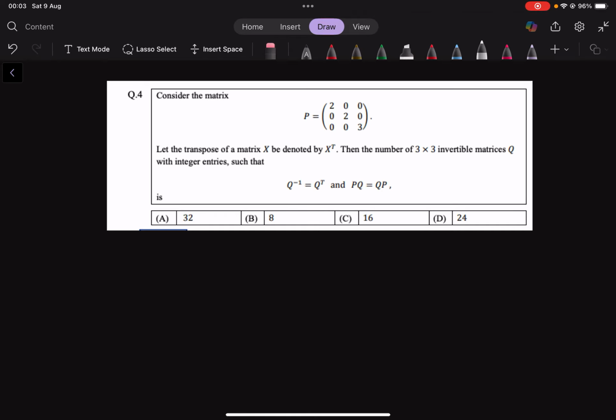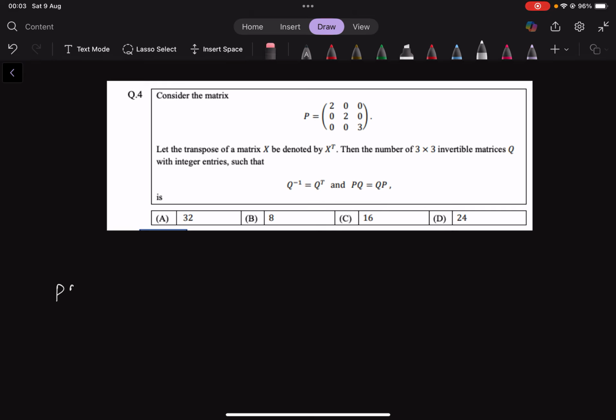In this video, I'll be solving the third problem of JEE Advanced 2025 first paper. So we were given a matrix P, 2 0 0, 0 2 0, 0 0 3, and we are asked to find the number of possible different invertible matrices Q with integer entries such that Q inverse is Q transpose and PQ is Q times P.